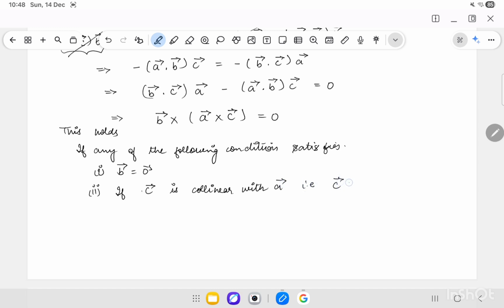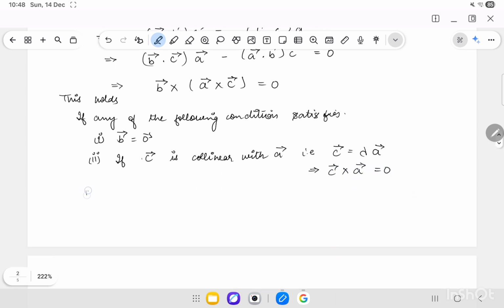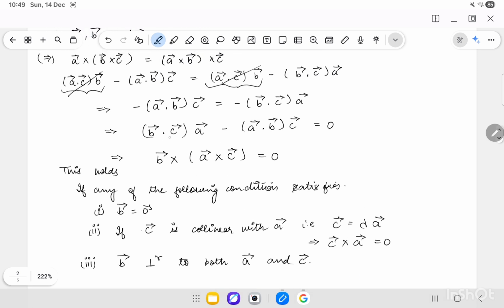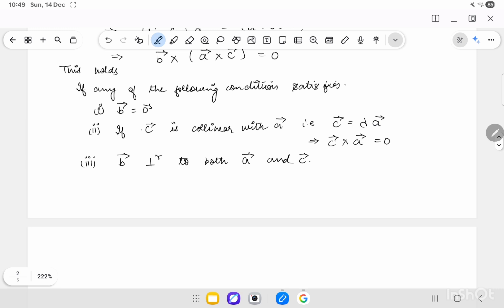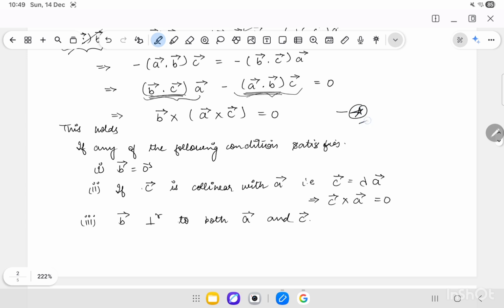That is, C vector is equal to some lambda times A vector. Then from here we'll get that C vector cross A vector is 0. Or the third condition can be: B vector is perpendicular to both A vector and C vector. That can be verified from here as well, that is, both these terms are individually 0, and that happens when B is perpendicular to C vector, likewise when B is perpendicular to A vector. So if any of these three conditions is satisfied, then the relation, that is relation star, holds.